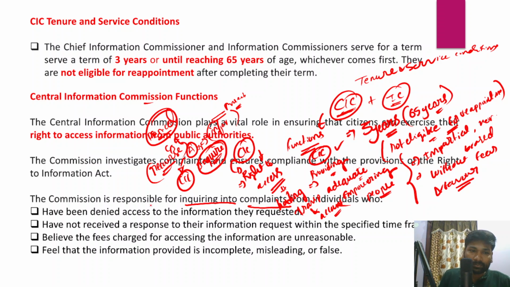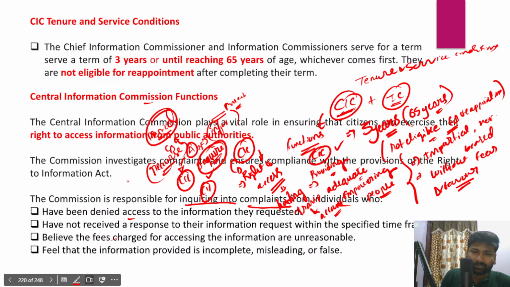And secondly, it also looks into matters such as any public authority denying information to individuals. If it is not providing information, or if it deliberately delays providing information to the individual, then in that case also it would jump in and start inquiring into that particular matter.